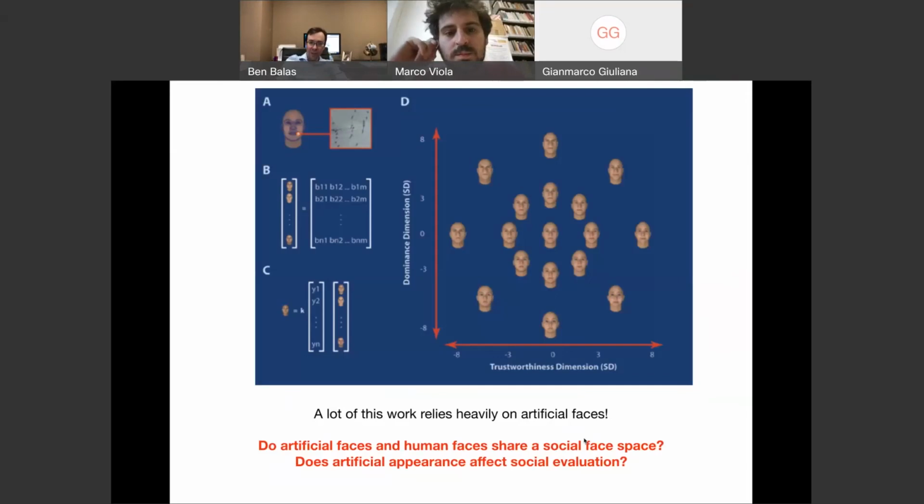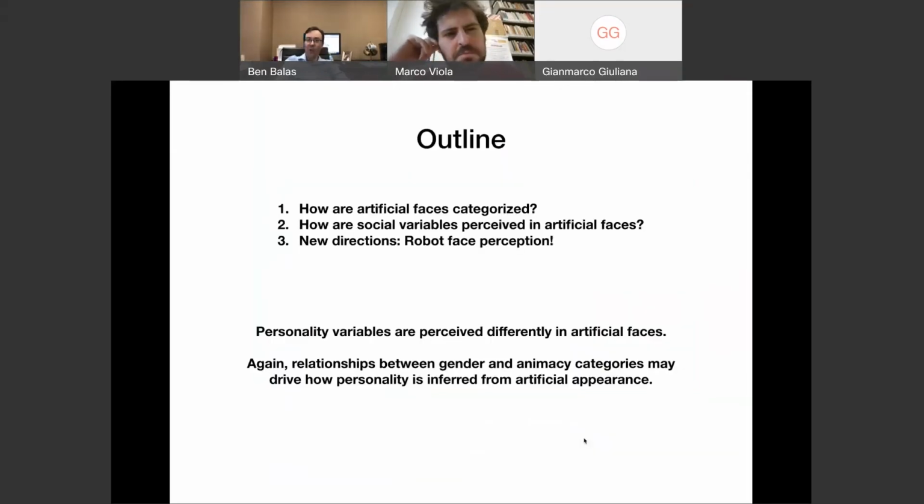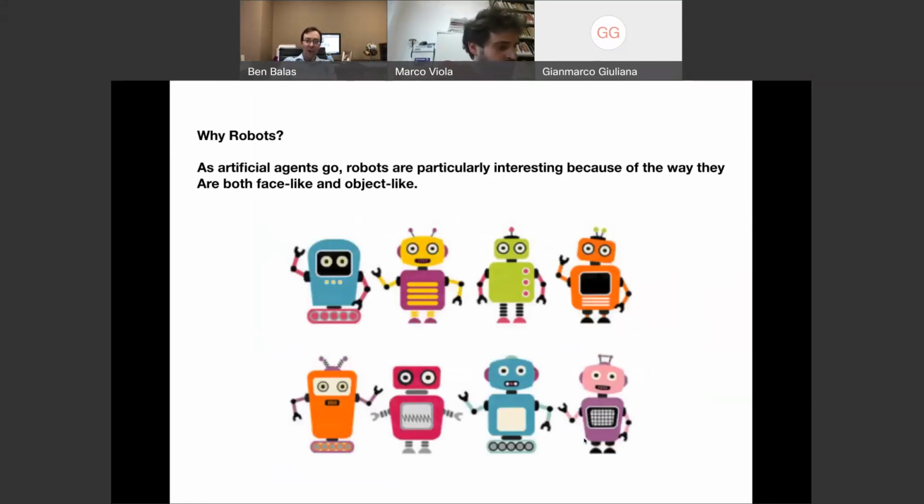Okay, I see I am a little short on time here, so I'll just quickly talk you through some of the new work we're doing with robot faces, and what I think they have to offer to us in terms of thinking about artificial face perception more broadly. For now, though, I do want to leave you with this idea that personality variables are definitely perceived differently in artificial faces, probably because of these other categories and how they all interact together. But on to robots.